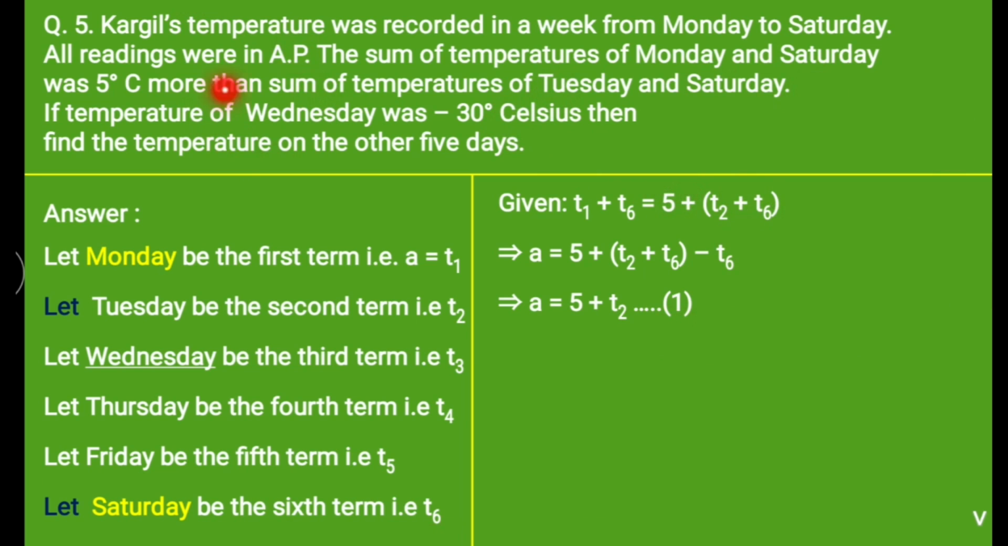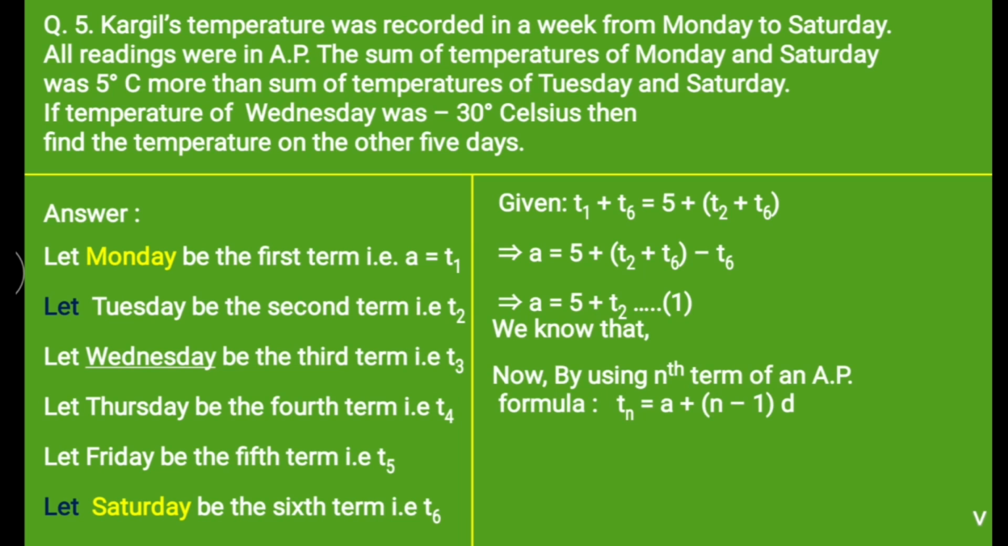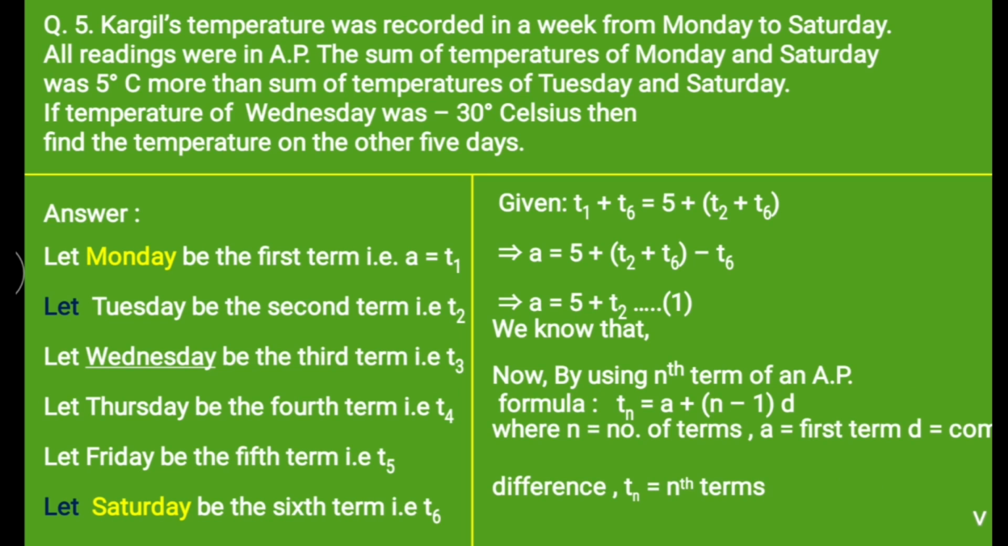Now the second condition is that the temperature of Wednesday was minus 30 degrees Celsius. Wednesday we represent by T3, the third term. So T3 equals minus 30 degrees Celsius. We know the nth term of an arithmetic progression formula: Tn equals a plus n minus 1 into d, where n is the number of terms, a is the first term, d is the common difference, and Tn is the nth term.